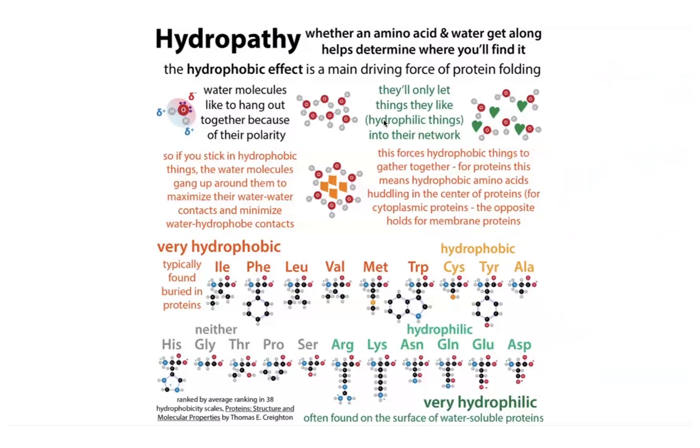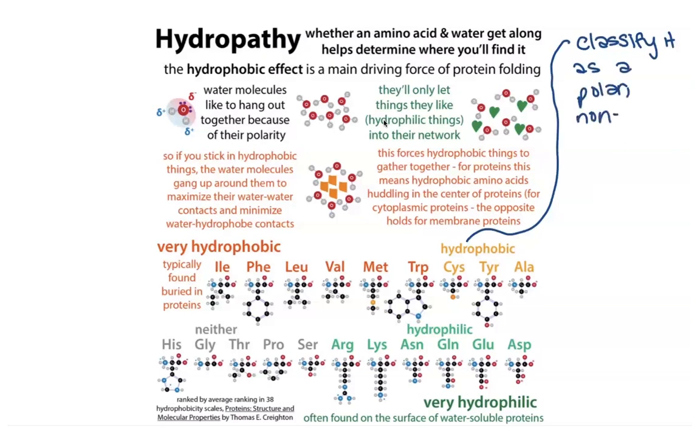Okay, so cysteine is weird for several reasons. One of the reasons is that if you were to measure hydrophobicity values, it would be classified as slightly hydrophobic, but we still classify it as polar uncharged. And there's a couple reasons why.